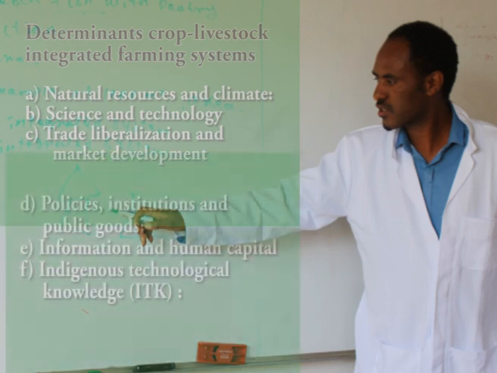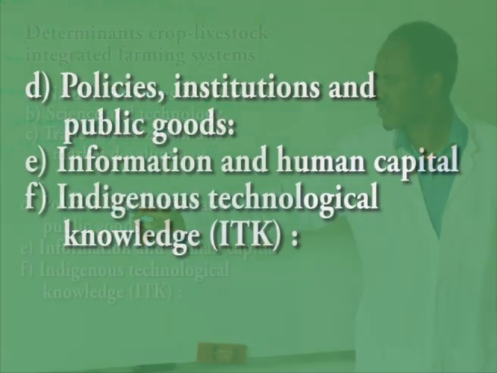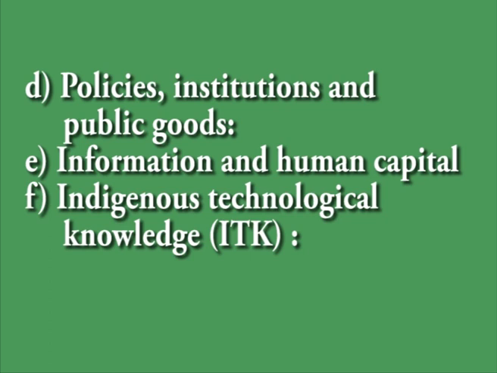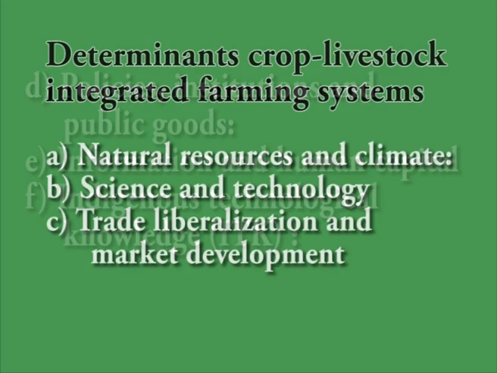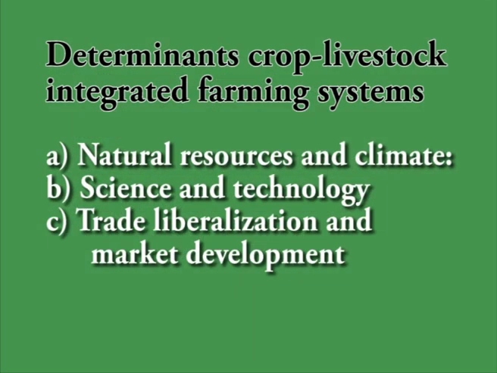Policy, institution and public goods are also another determinant of crop-livestock integrated farming systems. The development of dynamic farming systems requires a conducive policy environment. That means policy on land ownership, water management and taxation reform have a great bearing on types of farming system in a region.